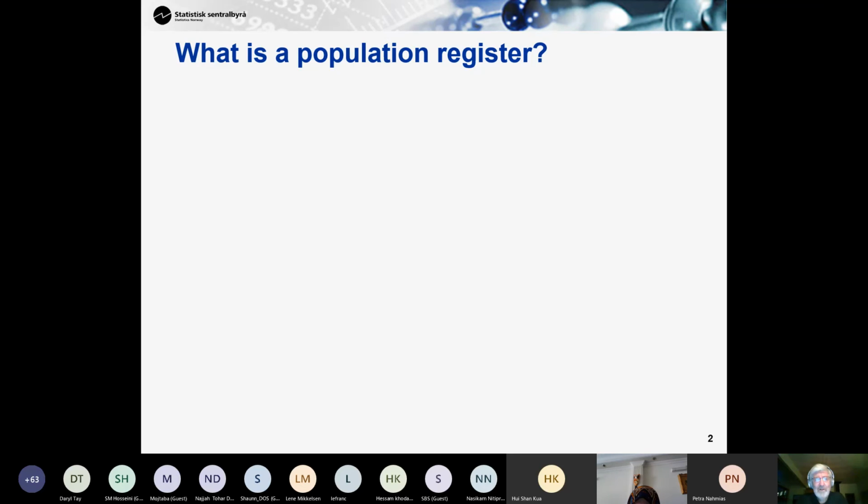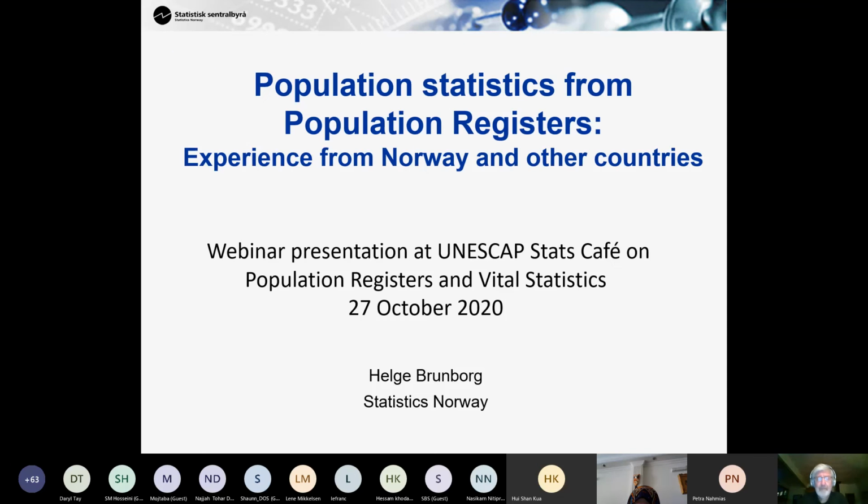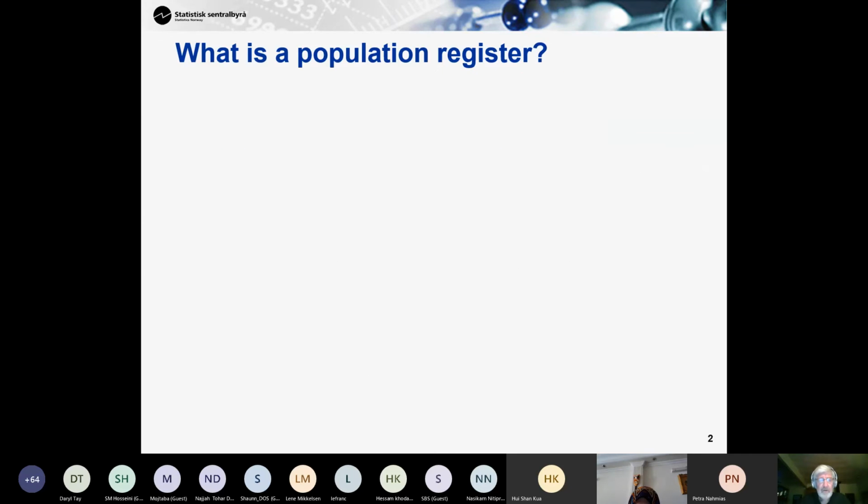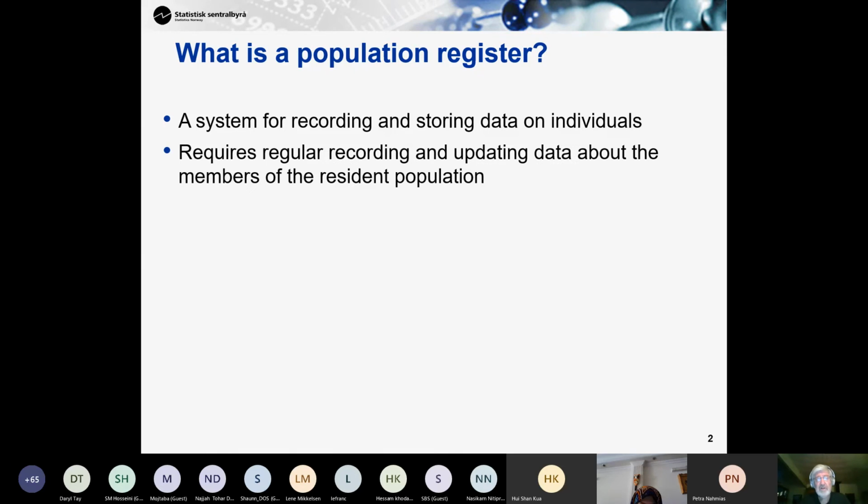Okay, thank you. I will run through a short presentation on how to make population statistics from population registers, where Norway has extensive experience, as well as the other Nordic countries. First, what is a population register? It is not as simple as you might think. Well, it is a system for recording and storing data on individuals. That is obvious. But it requires regular recording and updating the data about the members of the resident population.